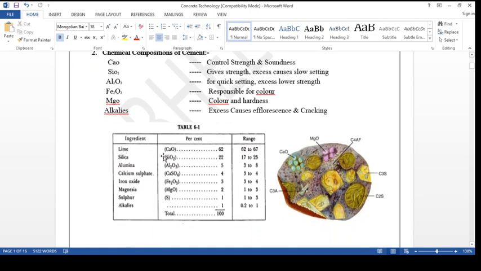Generally lime, CaO, is 62%, the range is 62 to 67%. Silica 22%, the range is 17 to 25%. Aluminium 5%, generally the range is 3 to 8%. Calcium sulfate 4%, generally the range is 3 to 4%. Iron oxide also 3%, 3 to 4%.